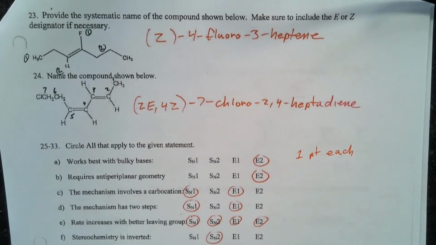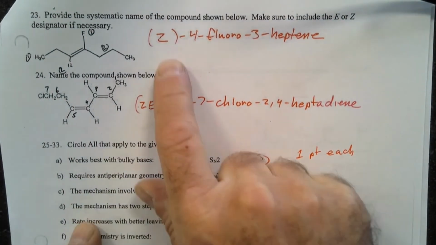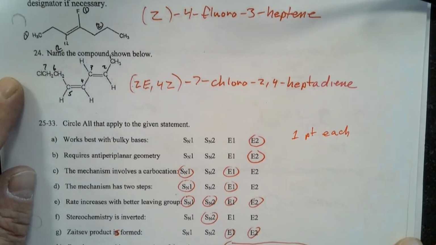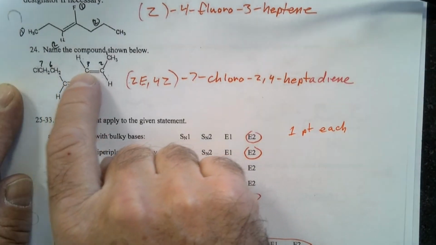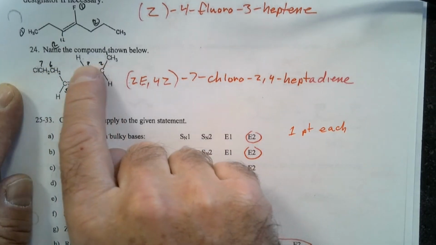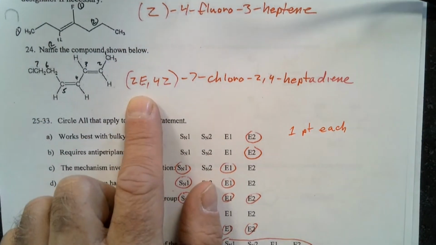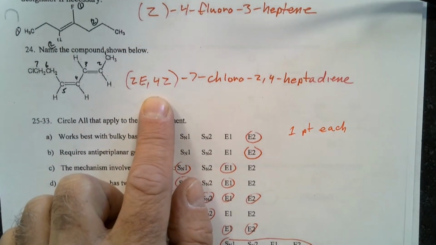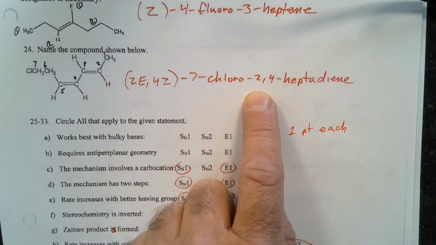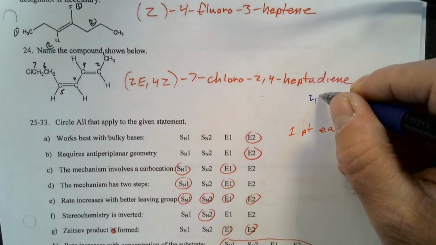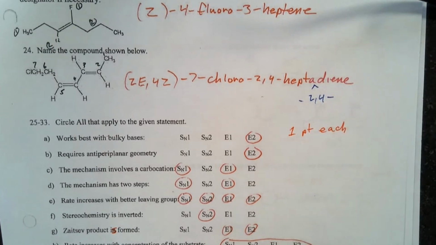Provide the systematic name for the compound shown below. This would be Z-4-fluoro-3-heptene. Name the compound below. This looks like a Z alkene. This looks like an E alkene. Looks like we want to start the chain here. So this is going to become 2E,4Z-7-fluoro-2,4-heptadiene. Of course, you can put the 2,4 right in there if you like.